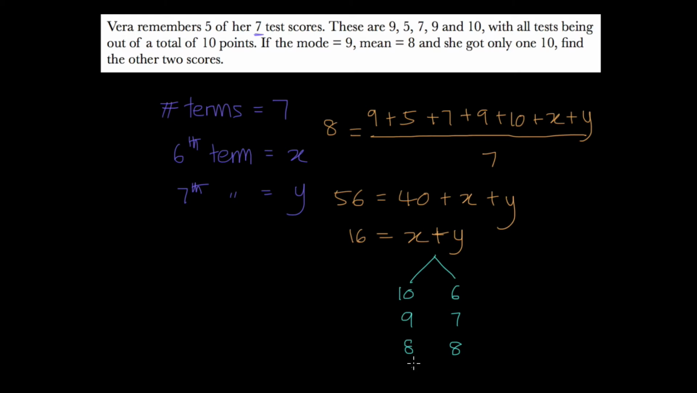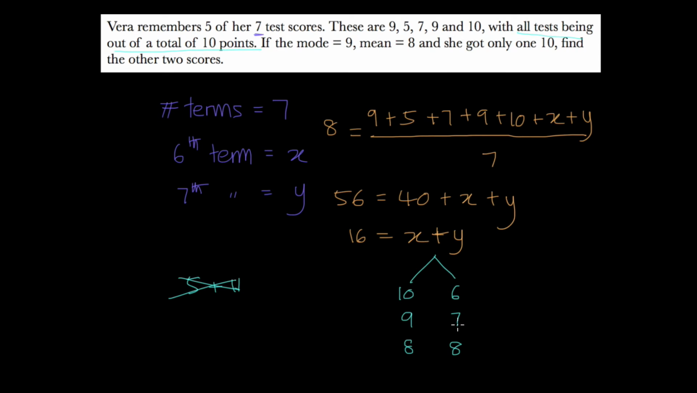And I can't go lower than that because it says clearly all tests are out of a total of 10 points. If I go to 5, to get to 16, I have to add 11, and that wouldn't be possible. So these are the 3 options that I'm left with.